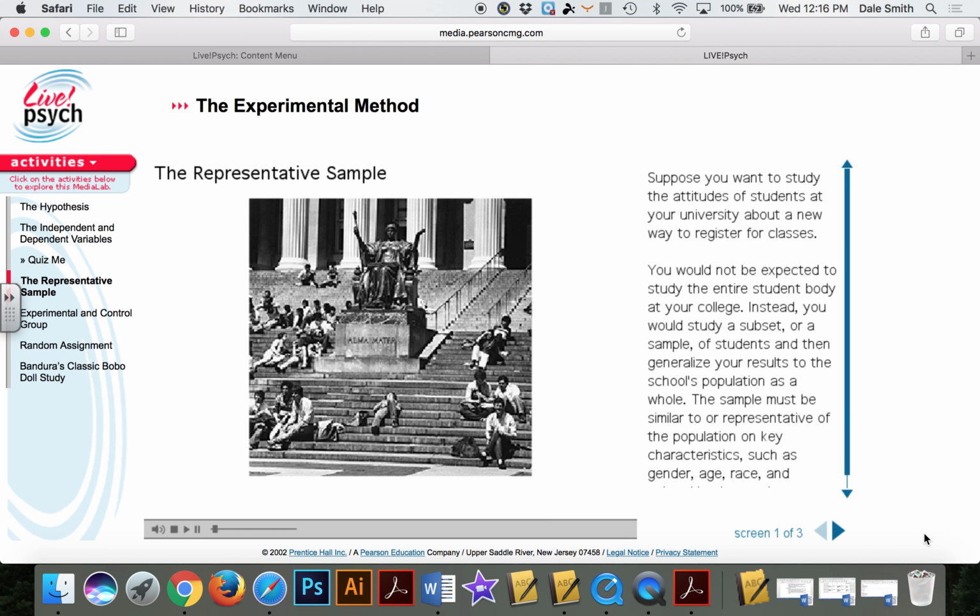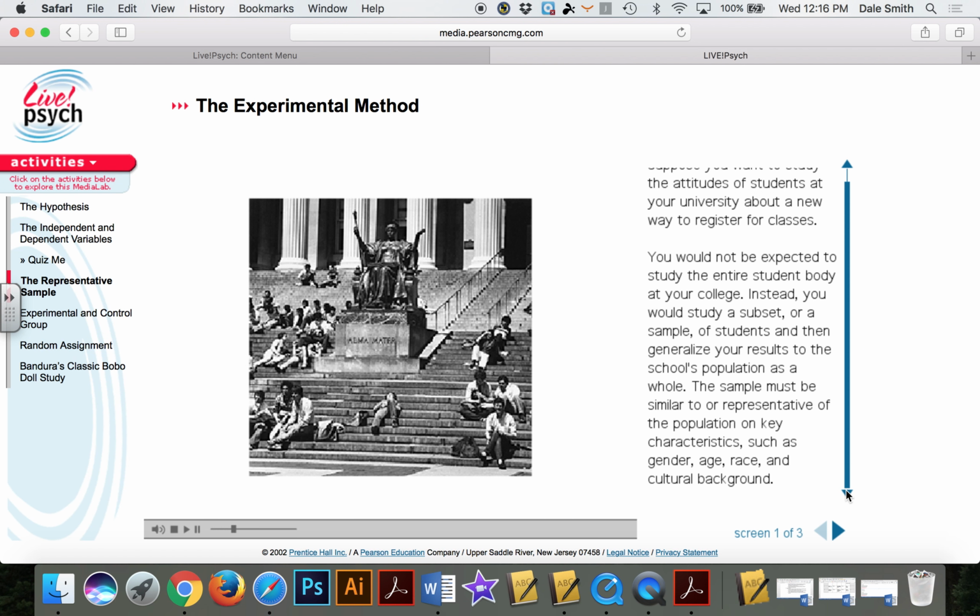Suppose you want to study the attitudes of students at your university about a new way to register for classes. You would not be expected to study the entire student body at your college. Instead, you would study a subset, or a sample, of students and then generalize your results to the school's population as a whole. The sample must be similar to or representative of the population on key characteristics, such as gender, age, race, and cultural background.